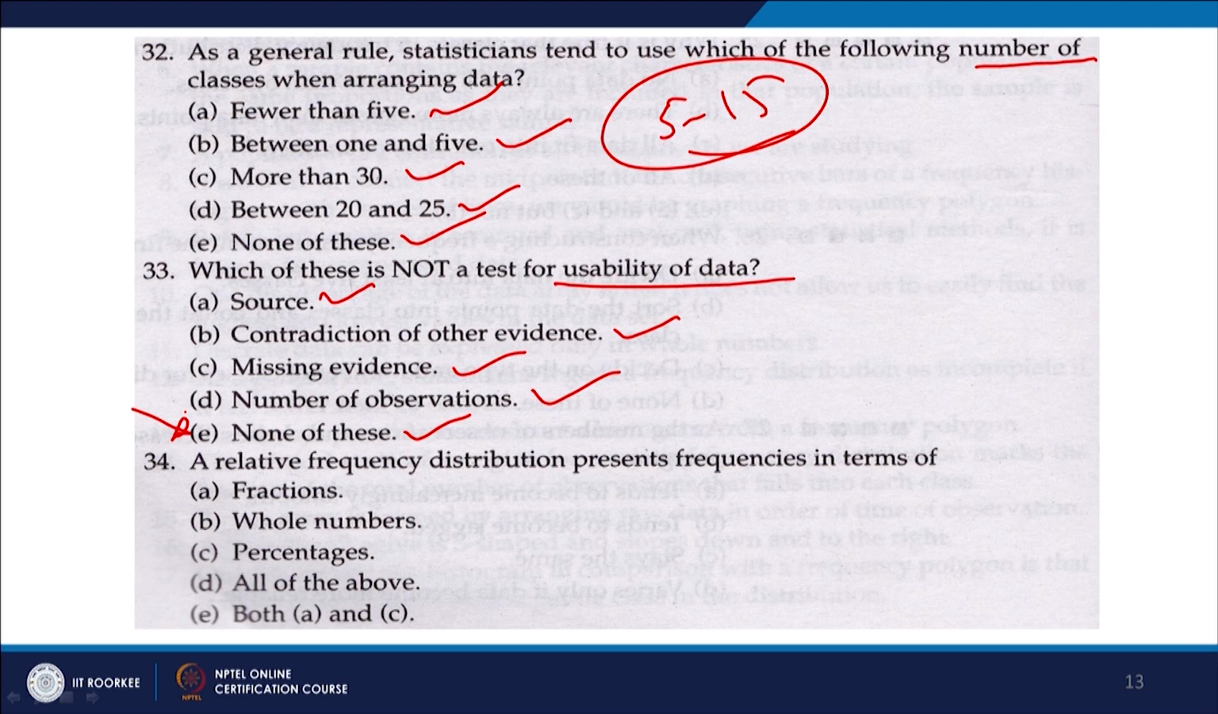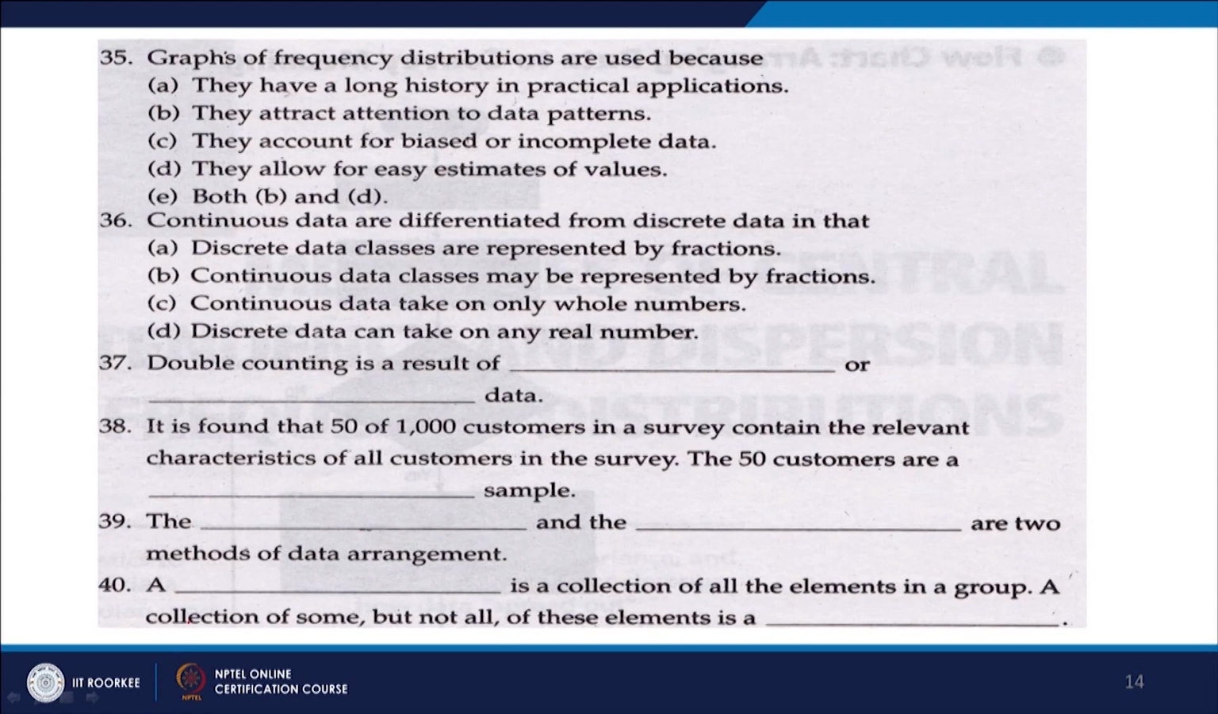A relative frequency distribution presents frequencies in terms of what? Fractions, whole numbers, percentage, all the above, or A and C. What do you think? A relative frequency distribution presents frequencies in terms of fractions and percentages, right. Okay, because it is a relative frequency, right. Had it been cumulative frequency, then the answer would be whole numbers, right. So, for 34th question, answer E is correct, right.